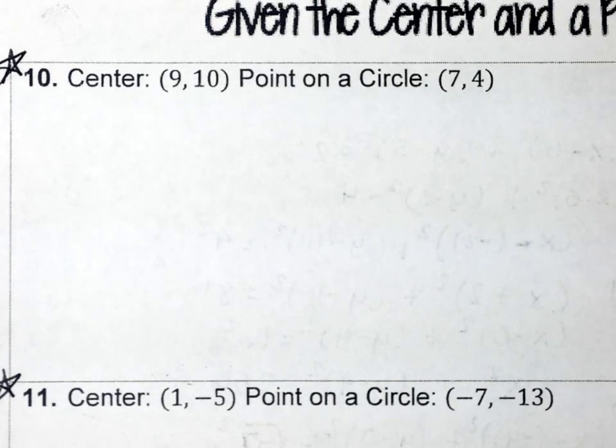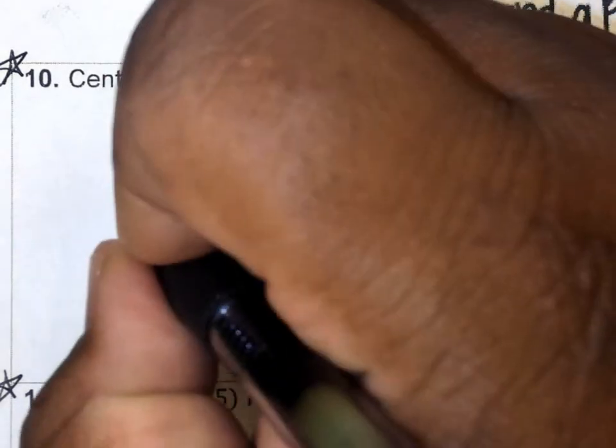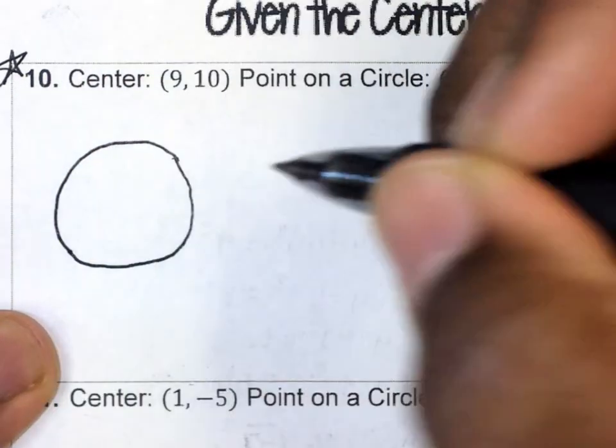Center is at 9, 10. Point on the circle is at 7, 4. They want us to write an equation given a center and a point on the circle. And I'll draw the situation out for you just so you can see it. Might help you understand a little bit better. I'm not the best circle drawer, so it's actually one of my better ones.